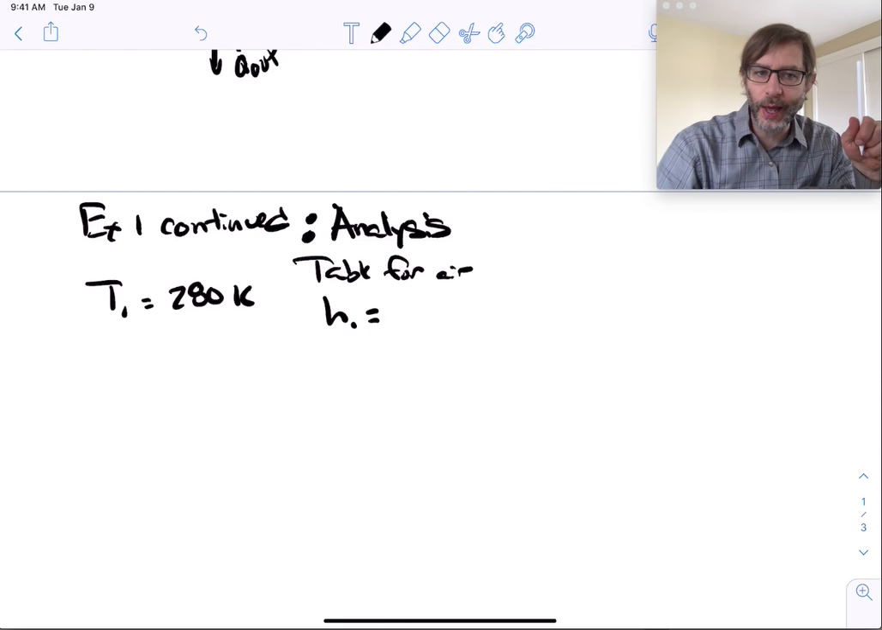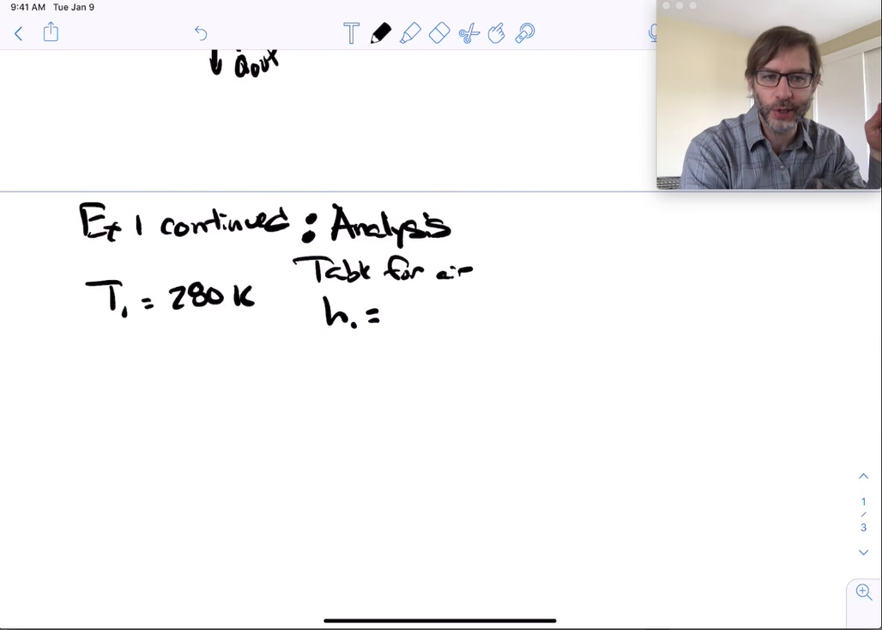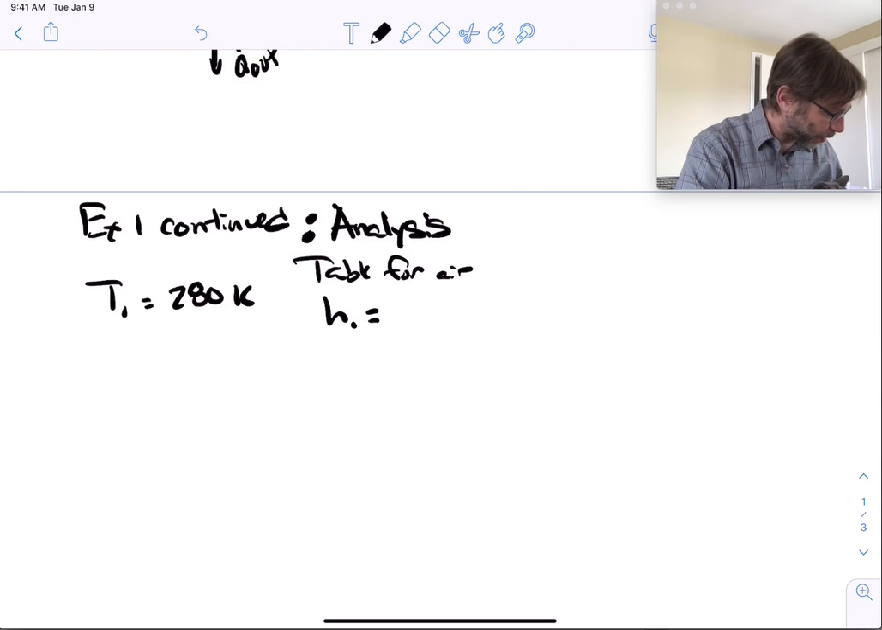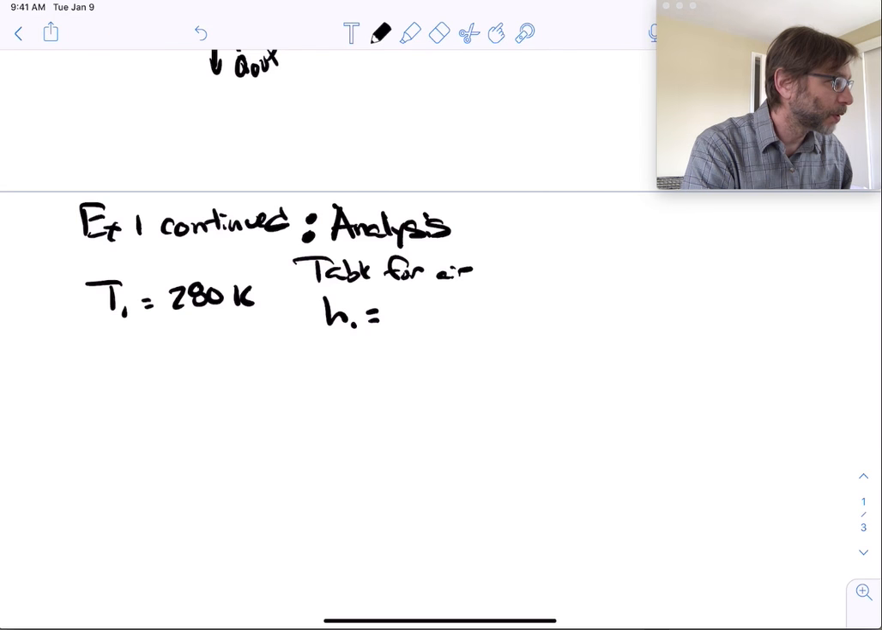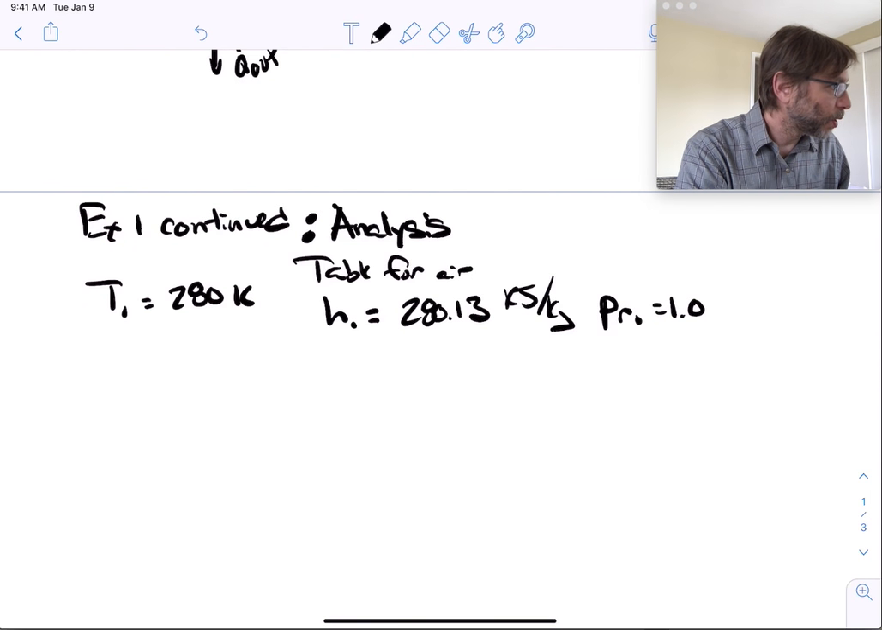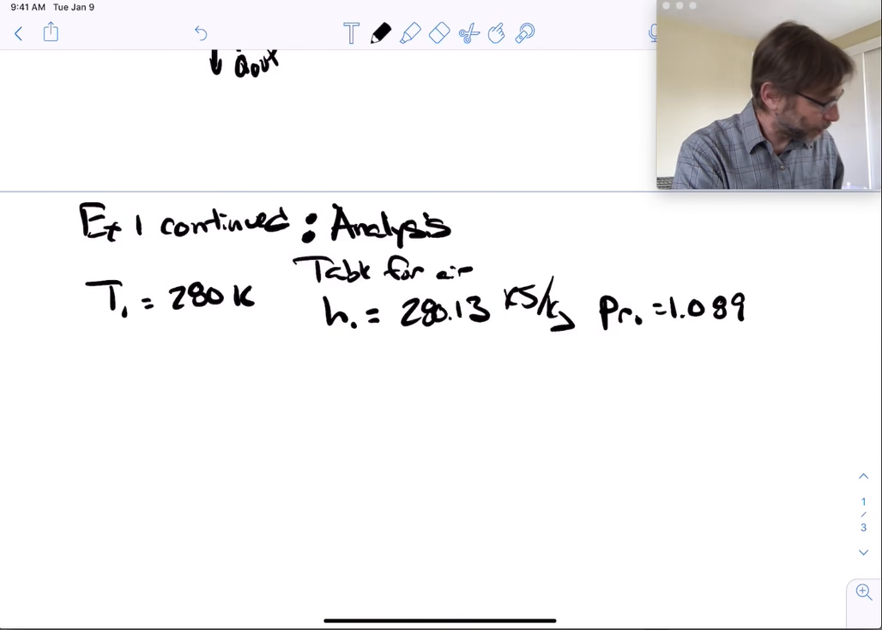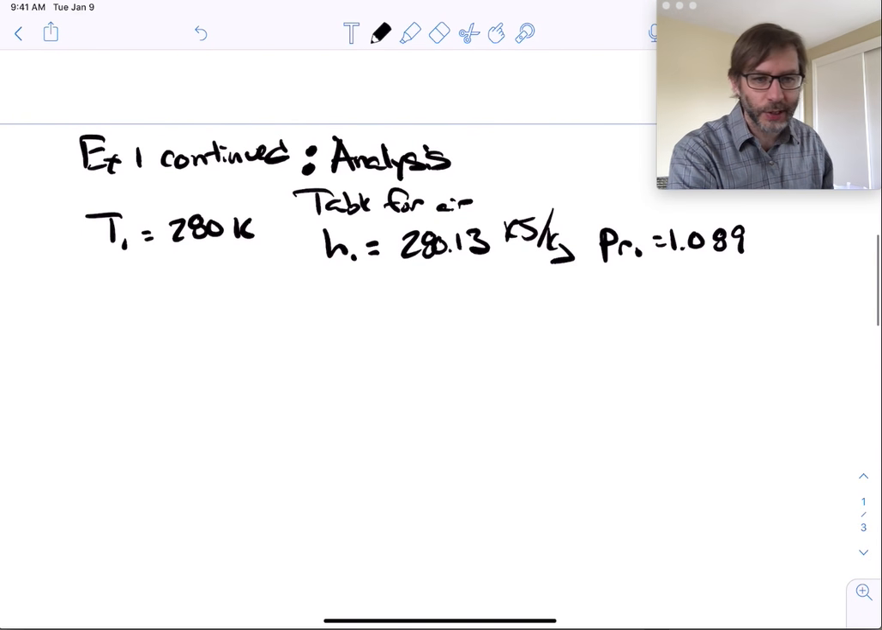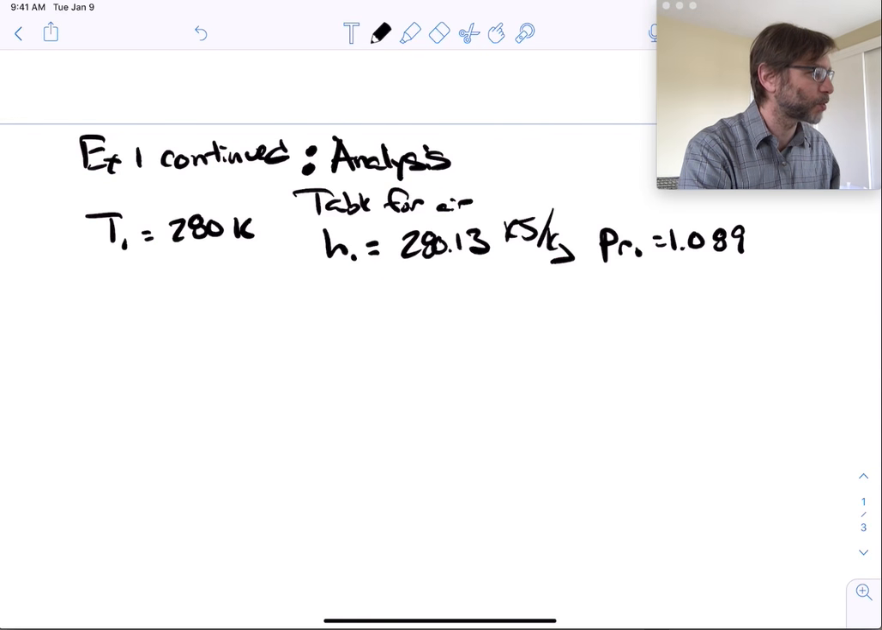U's were when we had a fixed volume or a closed system like the Otto cycle, right? But for this system, we don't. We have to consider the H. So H1 is 280.13 kilojoules per kilogram. And then I think we need PR, right? PR1 equals 1.089, because we have an isentropic compression, well, at least part of it is isentropic compression.